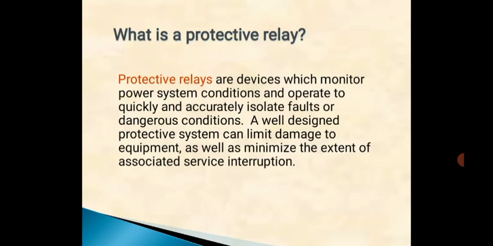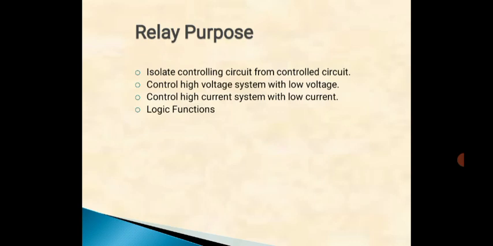A well designed protective system can limit the damage to the equipment and minimize the extent of service interruption. So interruption of the service is very little, and protection of the equipment is also very good. That is the main purpose of the protective relay. Relay purpose: it is used in logic functions, controlling a high voltage system with low voltage, and controlling a high current system with low current. So we have to isolate those circuits.